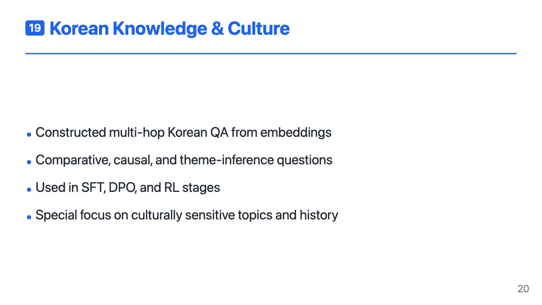To go beyond surface-level Korean, the authors build specialized datasets that capture deeper cultural and historical knowledge. Using embeddings, they link related Korean documents and create multi-hop question-answer pairs, comparative questions, causal chains, multi-document reasoning, and theme inference. These are used throughout post-training, SFT, preference optimization, and RL, to teach the model to reason over Korean sources, not just recall isolated facts. For sensitive topics, they train reward models that encourage nuanced, culturally appropriate responses.